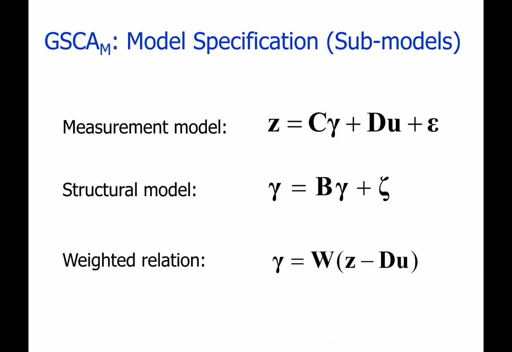In model specification, again, GSA-M has three sub-models. The measurement model is simply the factor analysis model. This is an indicator vector, and C consists of all factor loadings, and gamma has all factors. This term indicates the uniqueness term. Here, D is the matrix of unique loadings, and U consists of unique factors. This is the quite familiar factor analytic model for the measurement model. The structural model is the same as before, but the difference is that gamma now consists of factors, and B consists of all path coefficients connecting factors only, so factor path coefficients.